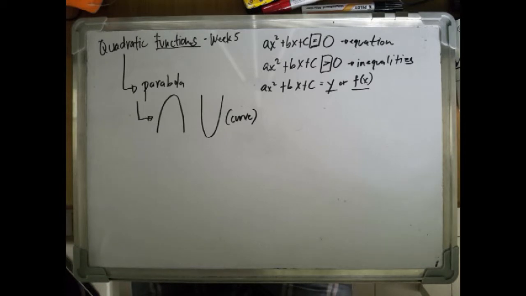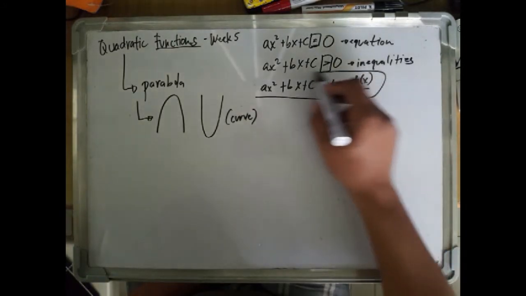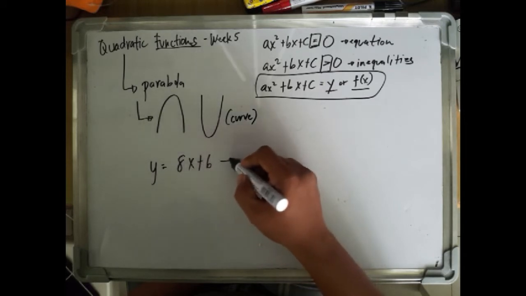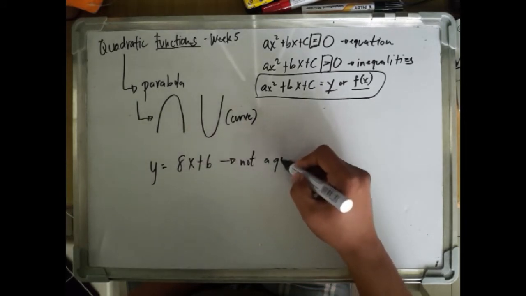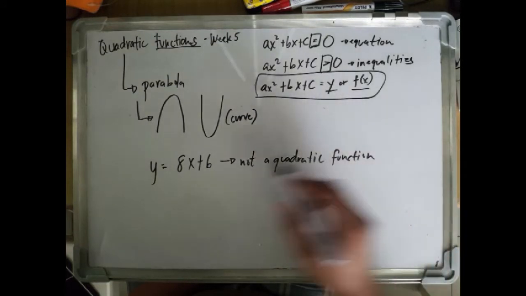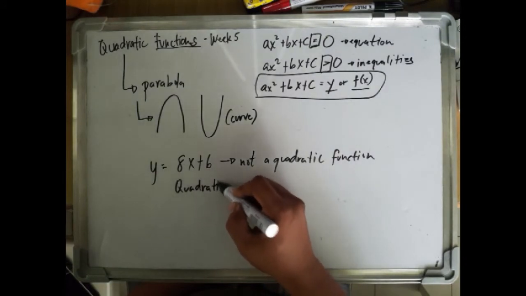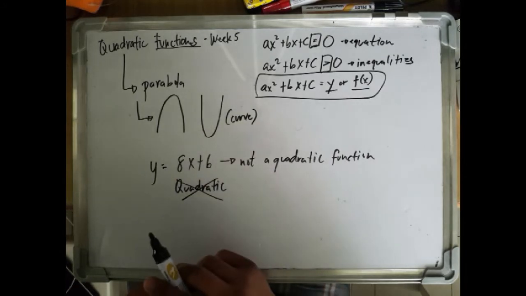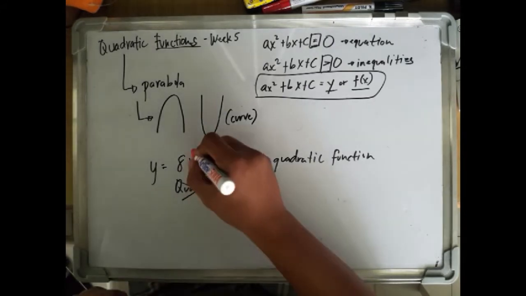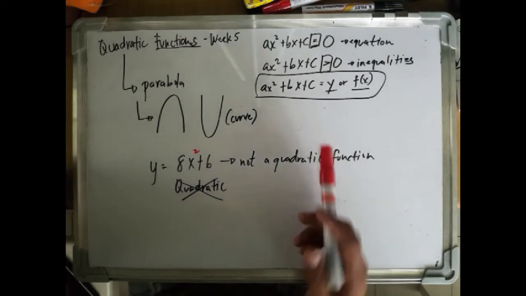Paano ba natin masasabi na mga quadratic function sila? Masasabi natin quadratic function kapag nakaganto. If y is equal to 8x plus 6, this is not a quadratic function. Bakit siya tinawag na hindi quadratic function? That's because hindi siya quadratic. Para masabi natin na quadratic, dapat may squared. Wala siyang squared, kulang siya ng squared. Therefore, hindi siya quadratic function.